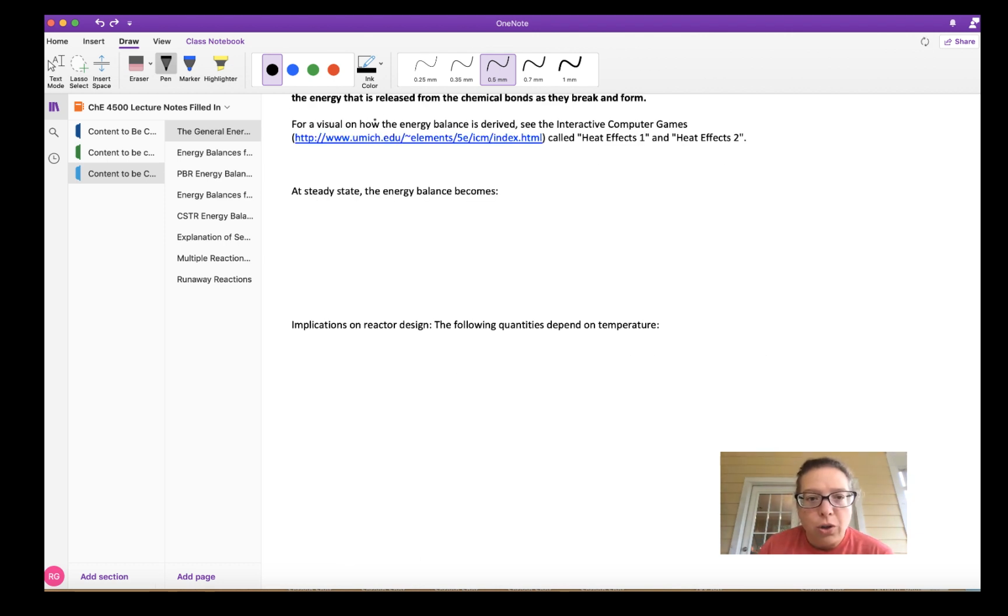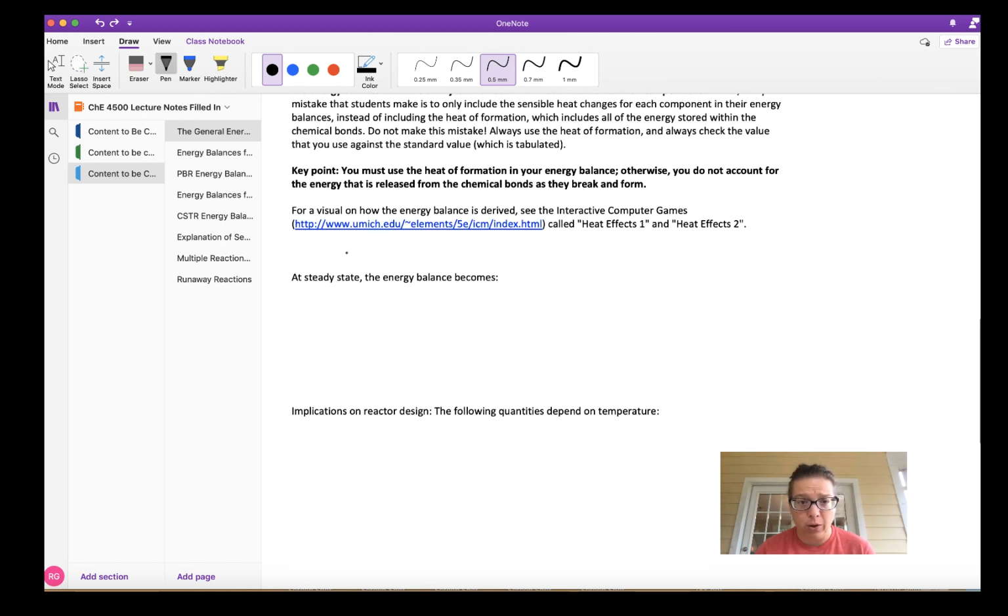Okay. So if you would like to see how this energy balance is derived, I encourage you to look at this interactive computer game, which is free on the University of Michigan website. There's two of them called Heat Effects 1 and Heat Effects 2. Those show how all of the different pieces to the energy balance come into play. They basically drag the different terms along the screen and they give a visual of the derivation. So if you are a visual learner, if you think that would be helpful, I encourage you to look at that.